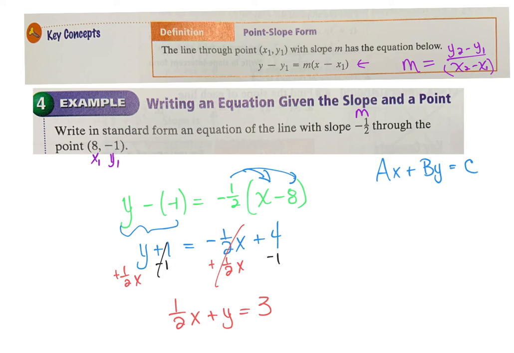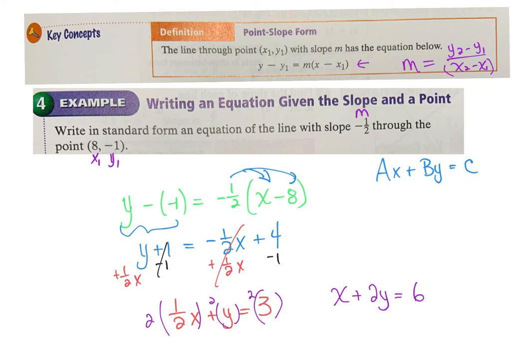To get rid of this denominator, what can I do? Get rid of that fraction. Multiply everything by your common denominator. So I'm going to multiply this by 2, this by 2, and this by 2. So I would have x plus 2y equals 6. That's the same equation as 1/2 x plus y equals 3. Same equation. But you need to know how to recognize that.